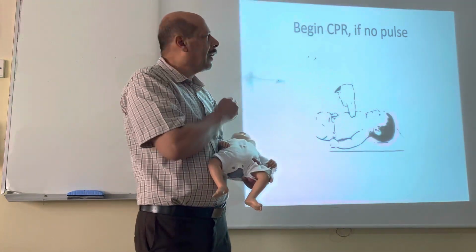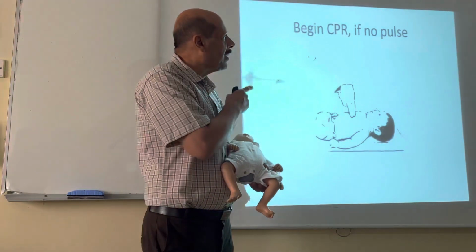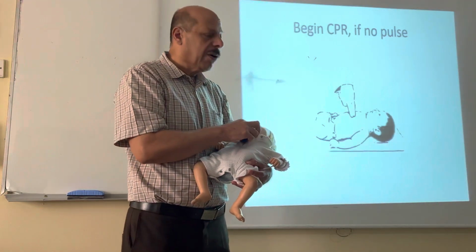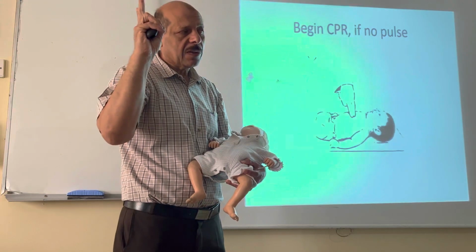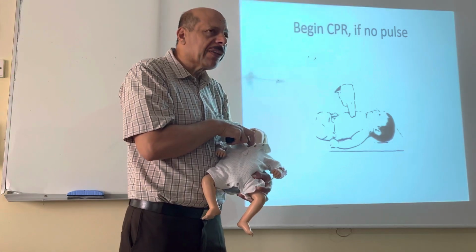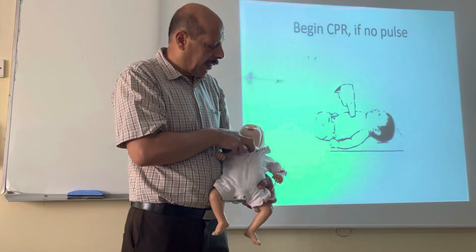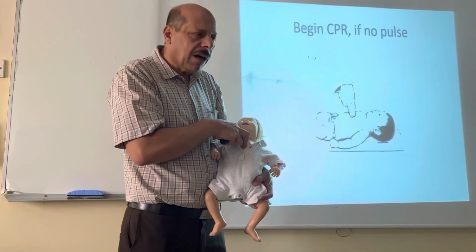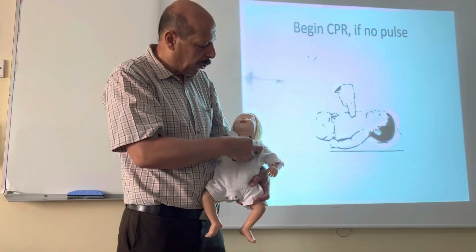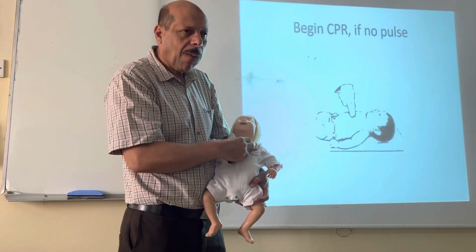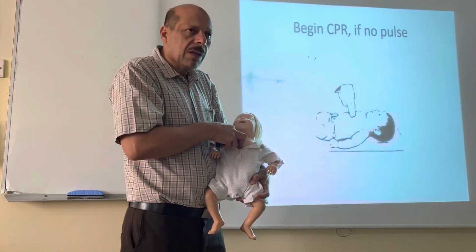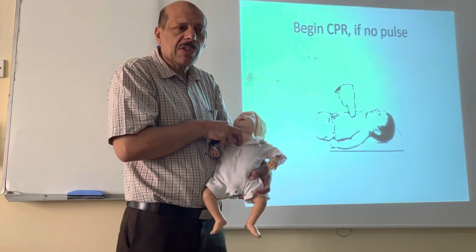If no pulse, we said that we will start with the CPR for infant. For the CPR for infant, I will use only two fingers. Where will I put them? The middle of the chest, over the sternum, between the nipples. So over the sternum, this side. Then I will start the compression.